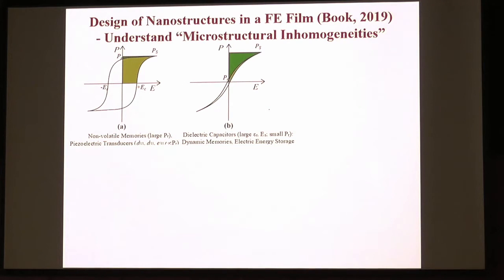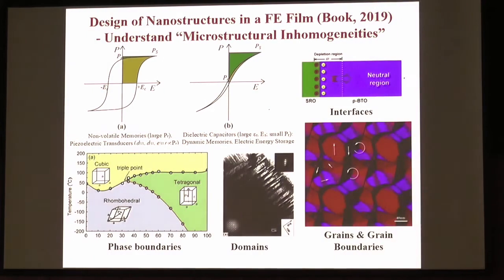And there's another type of ferroelectric hysteresis. It's very slim, very small remnant polarization, and intuitively it's good for charge storage or electrical capacitive energy storage. So how to engineer them?